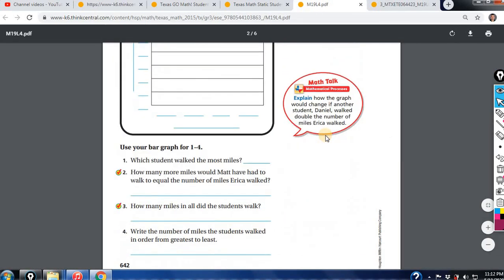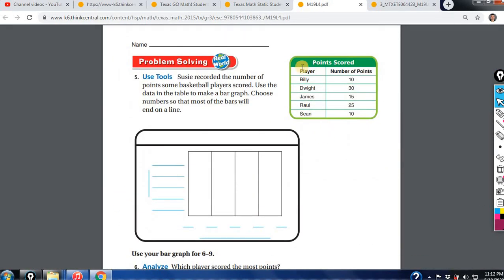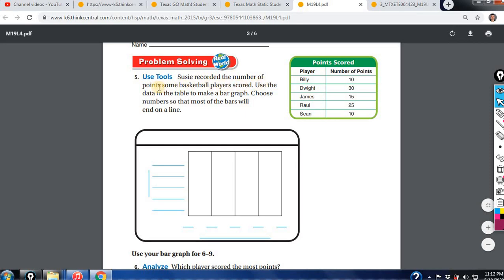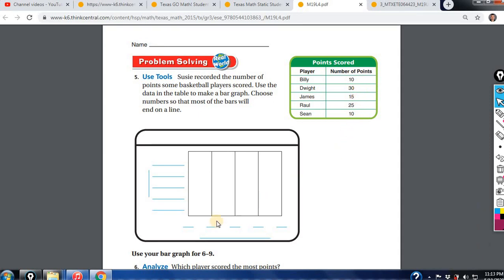So you're looking at your next question here. Again, Susie recorded the number of points some basketball players scored. Use the data in the table to make the bar graph. Choose a number so that most of the bars will end on a line. So we've got the highest is what? 30. So we'd go to what? From 0 to what? From 0 to 40. 0, 10, 20, 30, 40. And what is this? The points scored. What are these? The players.